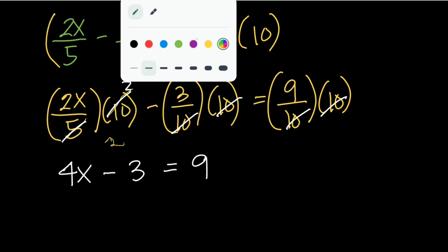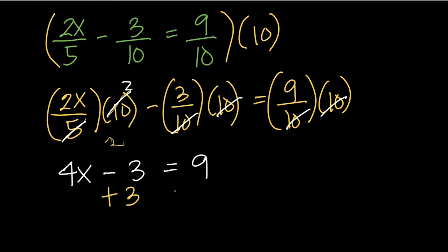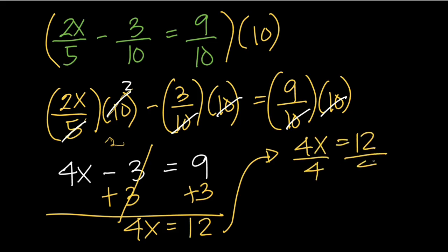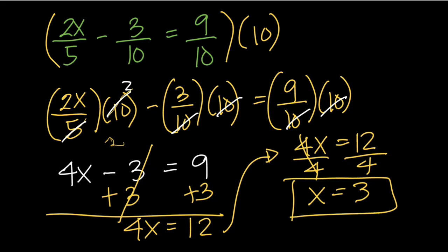And then we add 3 to both sides. Then we have 4x equals 9 plus 3 is 12. Then 4x equals 12. We divide both sides by 4. So x is equal to 3. What's your answer here? Your answer is correct. Okay, then move to number 5.